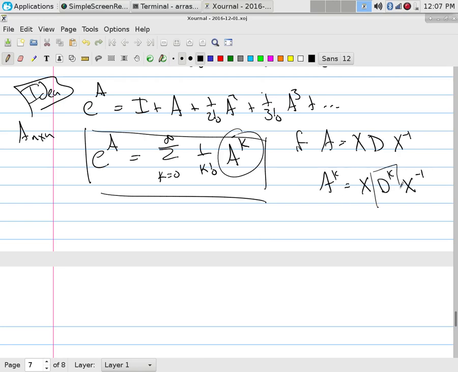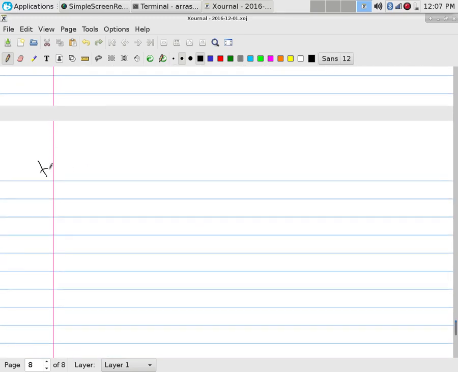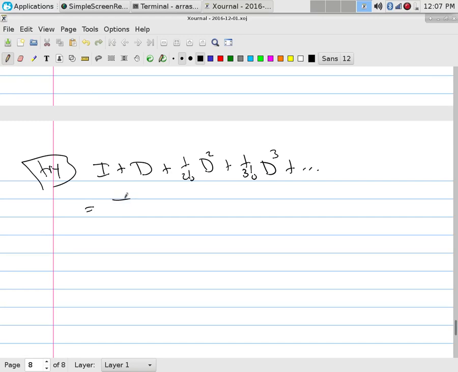So the heart of this problem is actually D to the K. All right, so that's what I'm going to try. What is I plus D plus 1 over 2 factorial D squared plus 1 over 3 factorial D cubed plus dot dot dot? This is actually the sum from k equals 0 to infinity of 1 over k factorial D to the k.